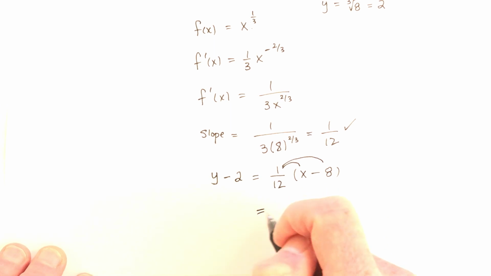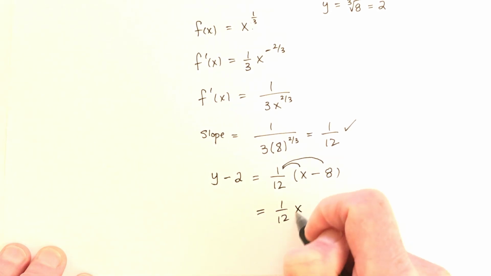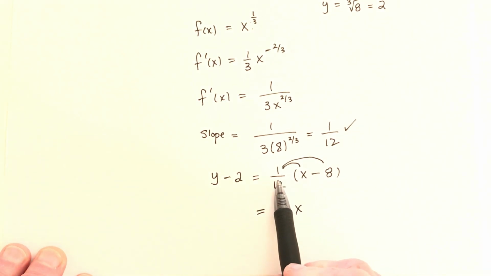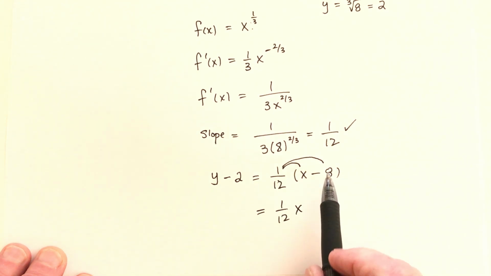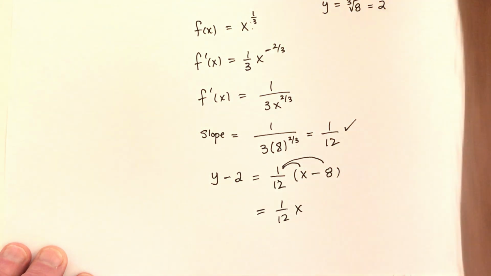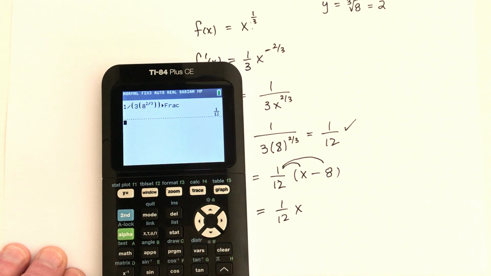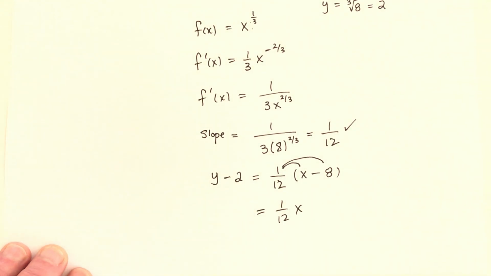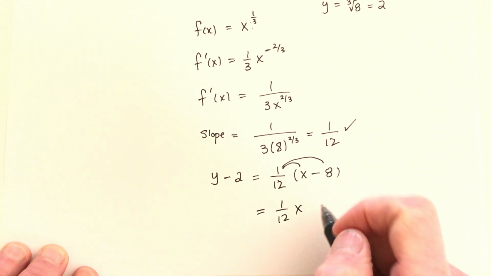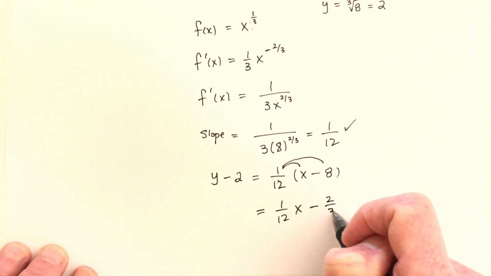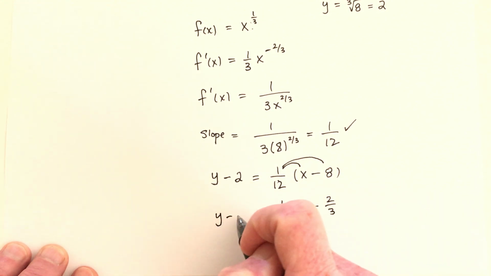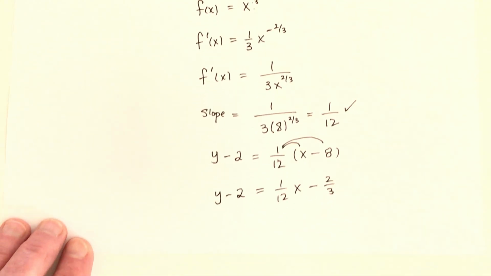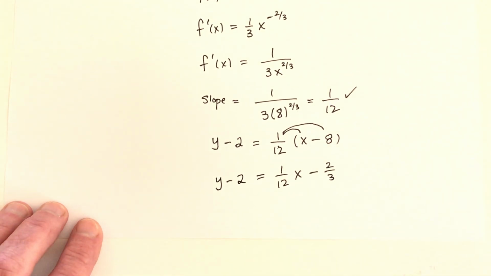there's going to be a 1/12 x, and then when you multiply this times this, that's going to be negative 8/12. And 8 divided by 12, when you reduce that fraction, is going to be 2/3. So this is going to be minus 2/3. And then there's only one last step, and that is to solve for y, just add 2 to both sides.